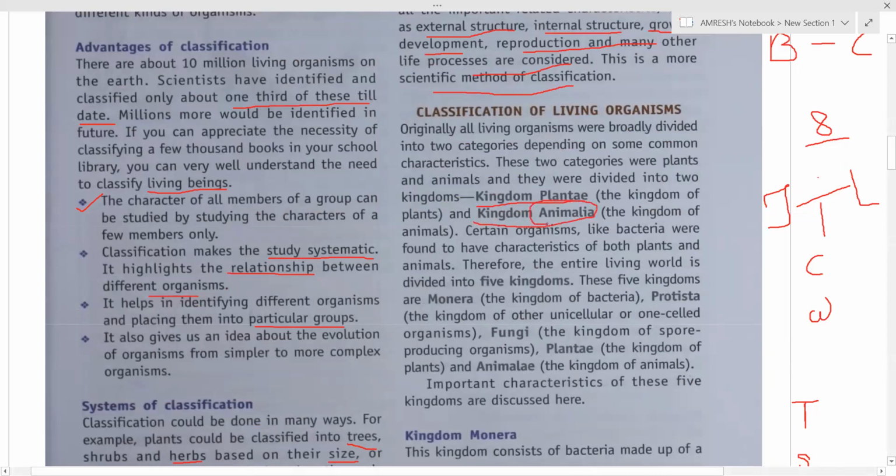These are Greek terms used here, Plantae and Animalia. Plantae means kingdom of plants, and Animalia means kingdom of animals. So before new techniques were invented, before the microscope was there, we were dividing organisms into plants and animals, seeing their lifestyle, habitat or structure. Plants are greenish, having a bark. Animals are able to move. Plants are not able to move.